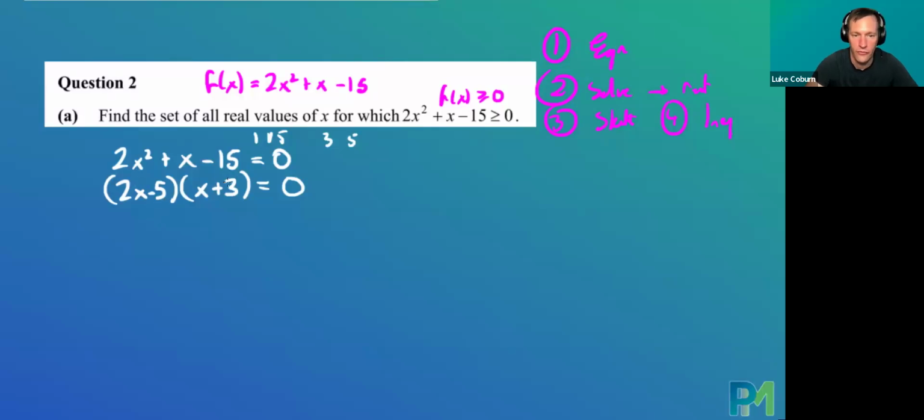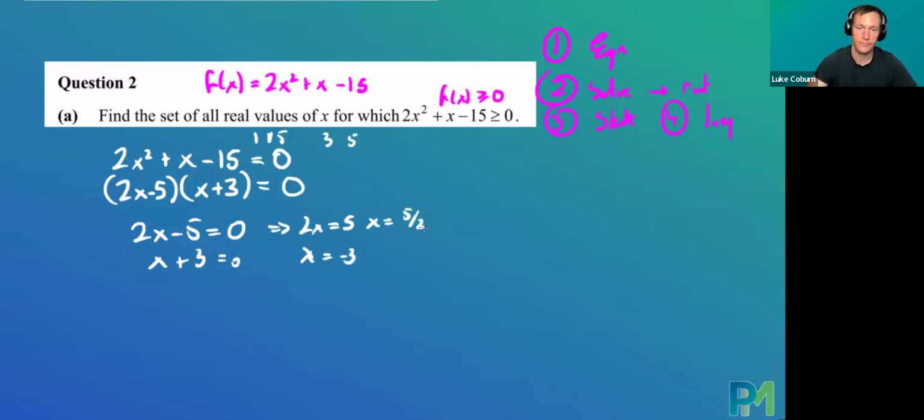So 2x times 3 is 6x, minus 5x. Now I can write down either 2x minus 5 equals 0 or x plus 3 equals 0. The first gives me 2x equals 5, and the second gives me x equals -3. And then this one gives me x equals 5/2. So I've done step 1, changing it into an equation. Step 2, I solved that and found the roots, this one here and this one here.